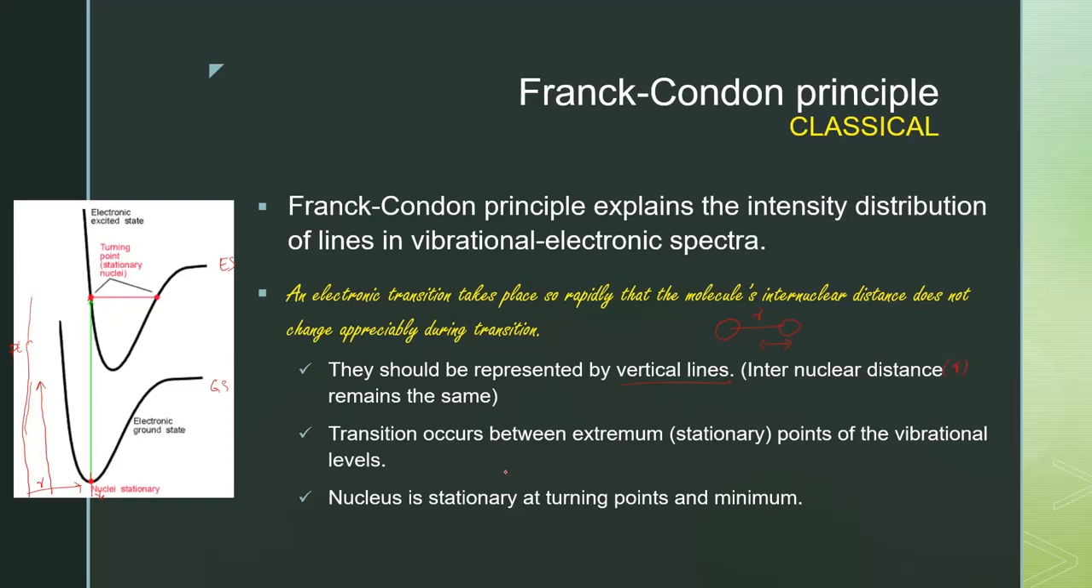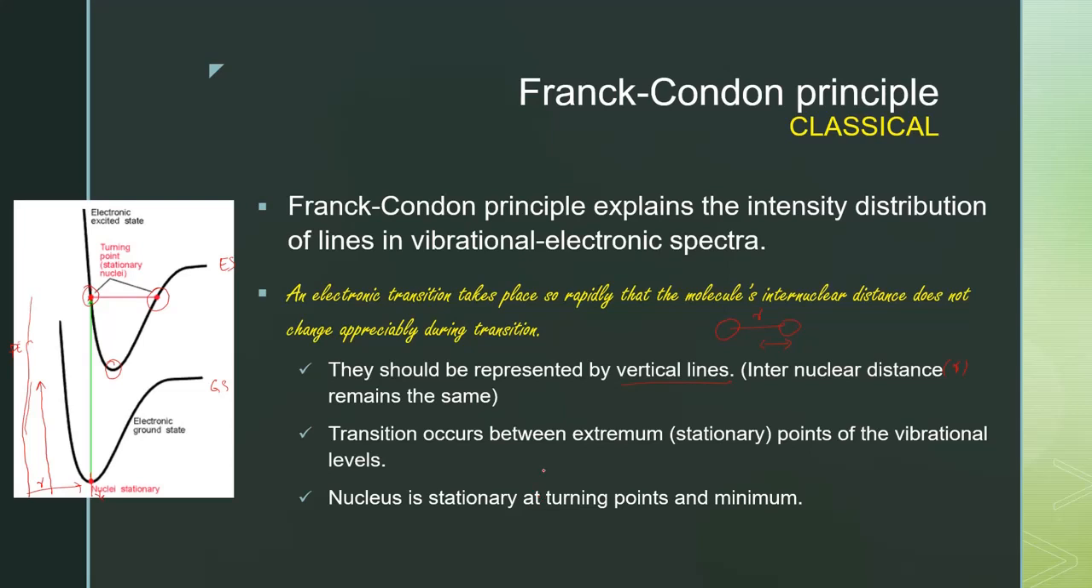And also the transition occurs between the extremum or the stationary points. As we have discussed, it has 3 stationary points: a minimum and 2 turning points. The transition happens between the stationary points, and the nucleus is stationary at its turning points and minimum. And this is how we explain the Franck-Condon principle using classical theory.